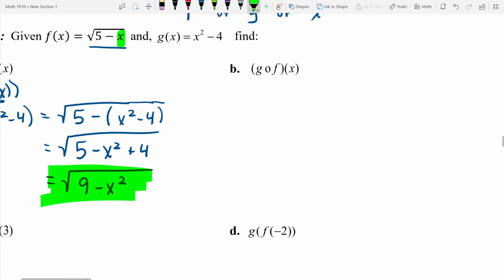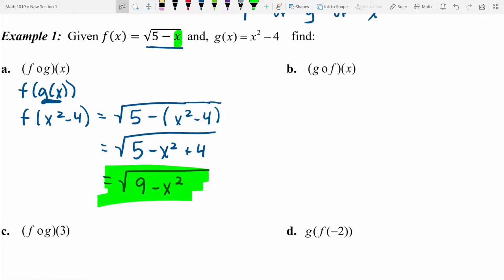Okay, good. Question B. First thing is, I look at that and I don't like it written like that. So I'm going to write it as g of f of x. Then see this f of x? I'm not going to write it anymore, and I'm going to replace it with what f of x is, which is 5 minus x.